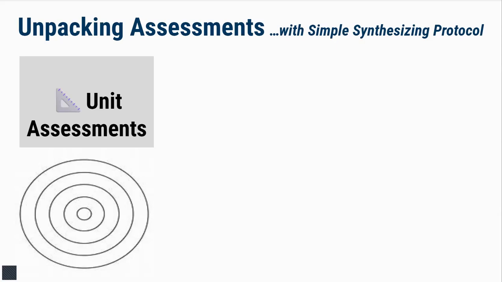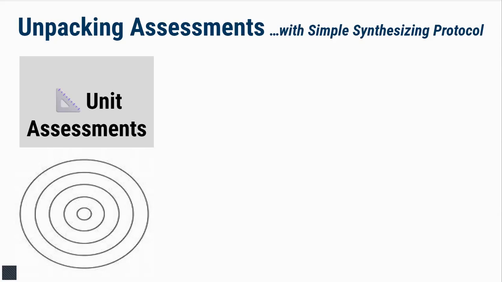Again, I shared with you that I want to model what that process can look like. There are many different methods and tools that you can use to unpack resources. We know that as instructional leaders, but I want to utilize the simple synthesizing protocol today. Again, I have used other protocols like boxing protocols before. This simple synthesizing protocol is very similar to the boxing protocol, but instead of using the boxes, we're going to be using those circles.